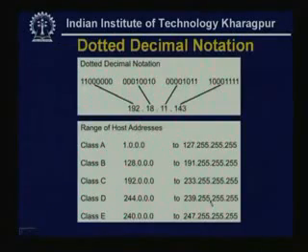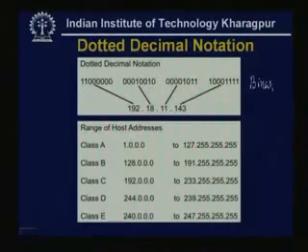There are 2 ways you can write an IP address. In binary form, you have a sequence of 1s and 0s. For convenience, as you can see, it has been divided into 4 octets, each of 8 bits. Then another notation which is commonly used is known as dotted decimal notation.